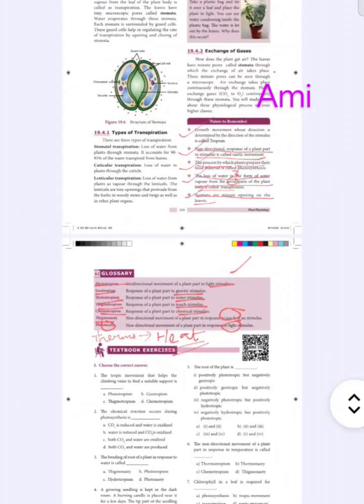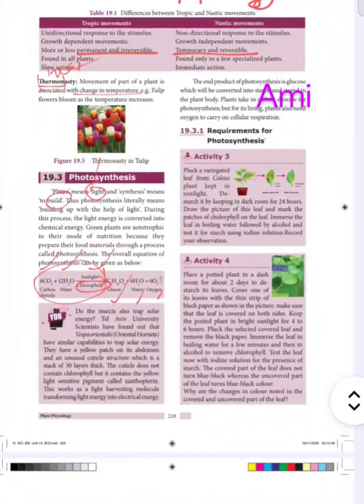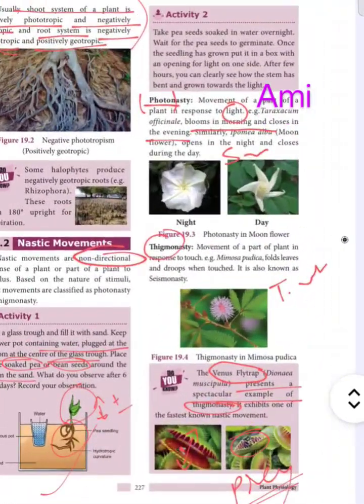So this was all about the chapter plant physiology. Thank you.